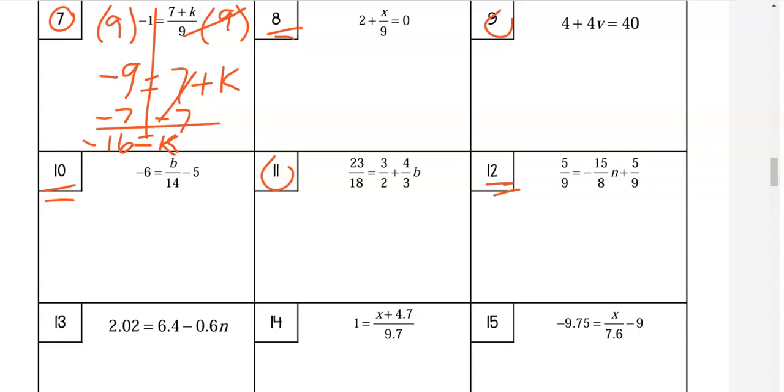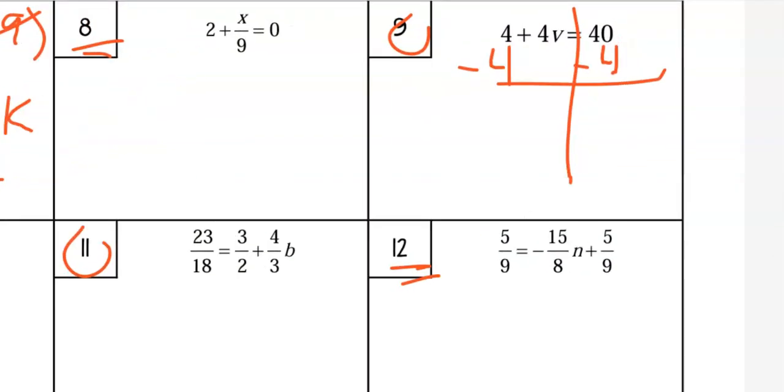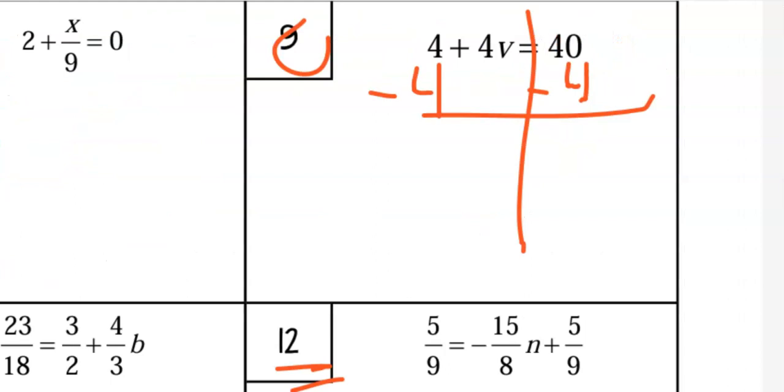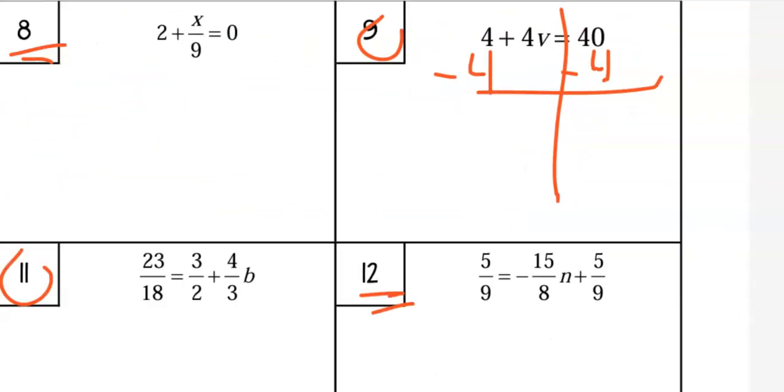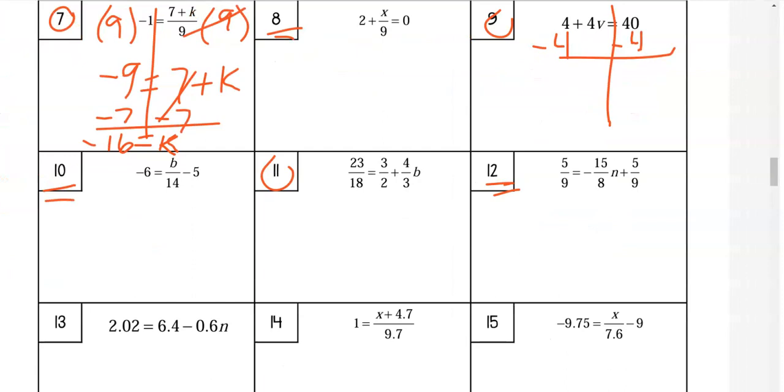Okay. Number 9 is a very straightforward one. Very similar to the first one that we did here, but I'm going to get rid of my constant here. I'm going to move it to the right-hand side by subtracting 4 from both sides. Whoops, sorry about the zooming. Let me fix that. Okay, so that's going to cancel out, and I'm going to be left with 4v equals 40 minus 4 is 36. Divide both sides by 4 to get v by itself.